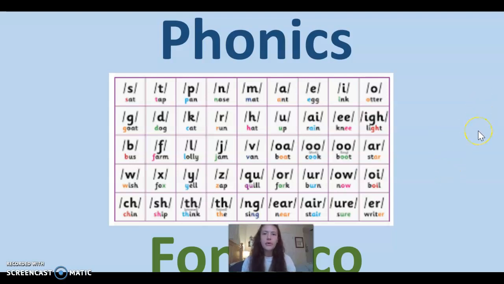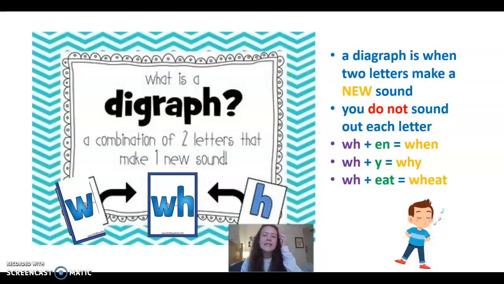So just to review, when we have two letters that come together to make a new sound, that is a digraph. So far we have done sh, ch, and th. And today we are going to be focusing on wh. So W and H make wh.